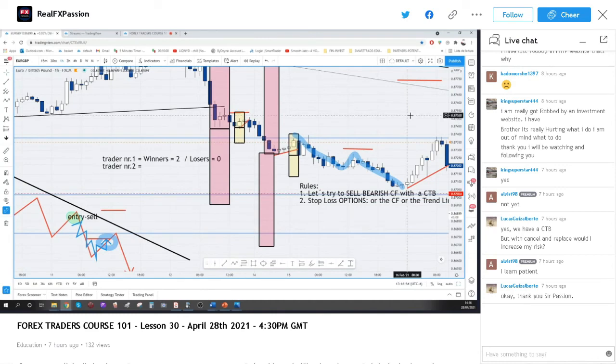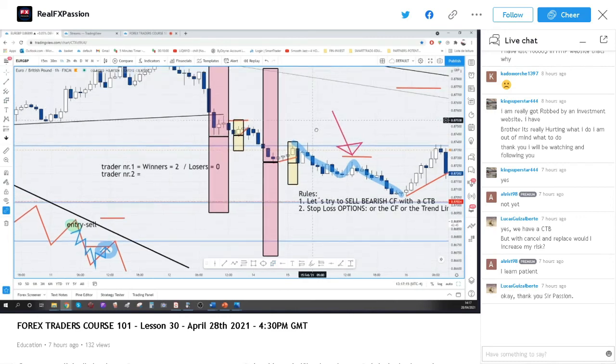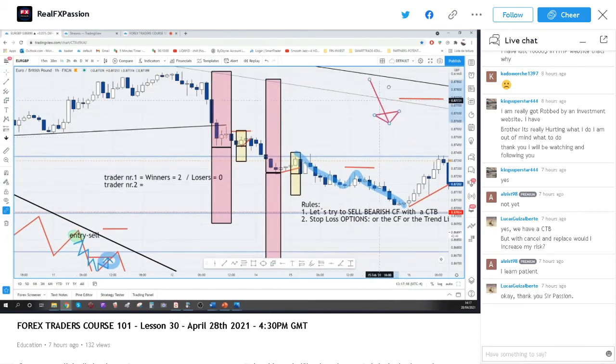Here is the question. How would you manage the trade? Lucas said I would go with cancel and replace. So Lucas, you would be stopped out with break even. So you are not in the second trade anymore. Anybody else? Is anybody in here who wants to go with the stop loss that goes above the downtrend line?